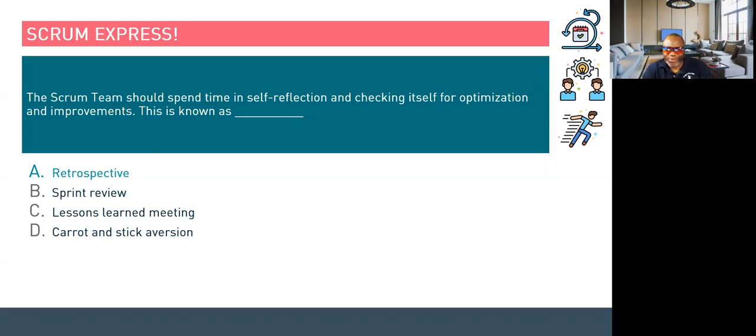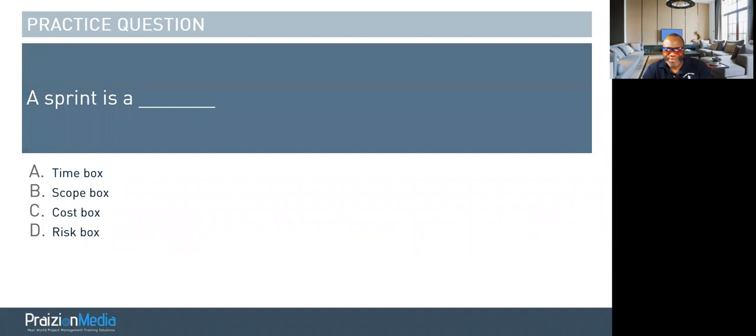One final question before we jump into something else. Let's go ahead and relaunch the poll. A sprint is what? Brilliant. It is indeed a time box. It's a time box that we fit whatever scope we can into. Brilliant job. I'm very excited we did so well in this, and now it's time for us to move to something else.